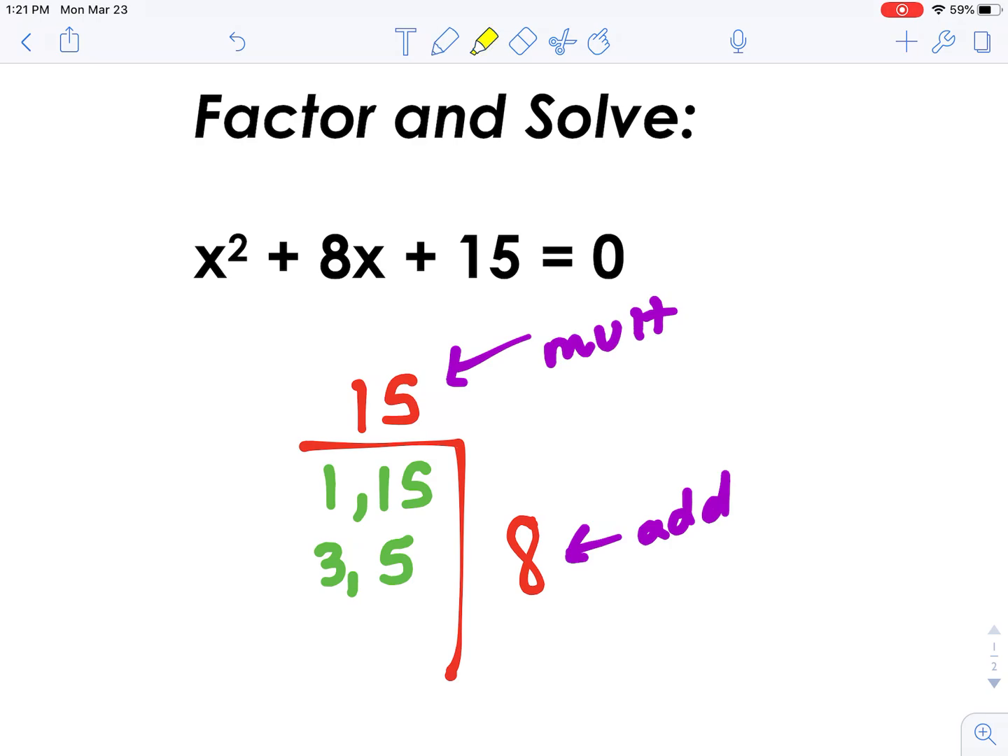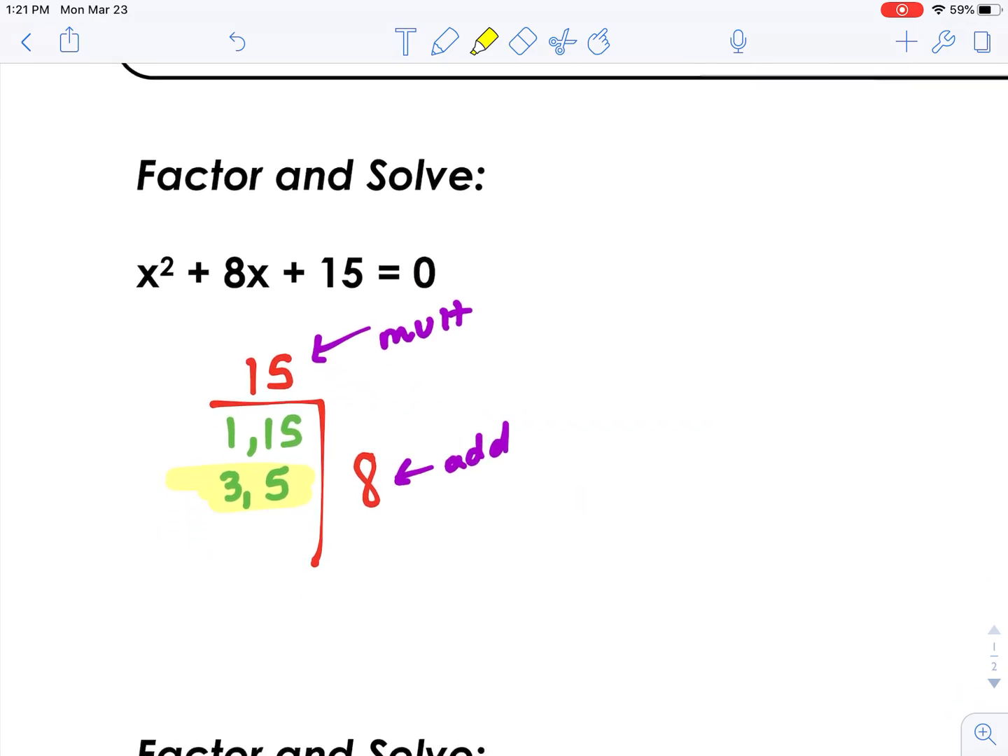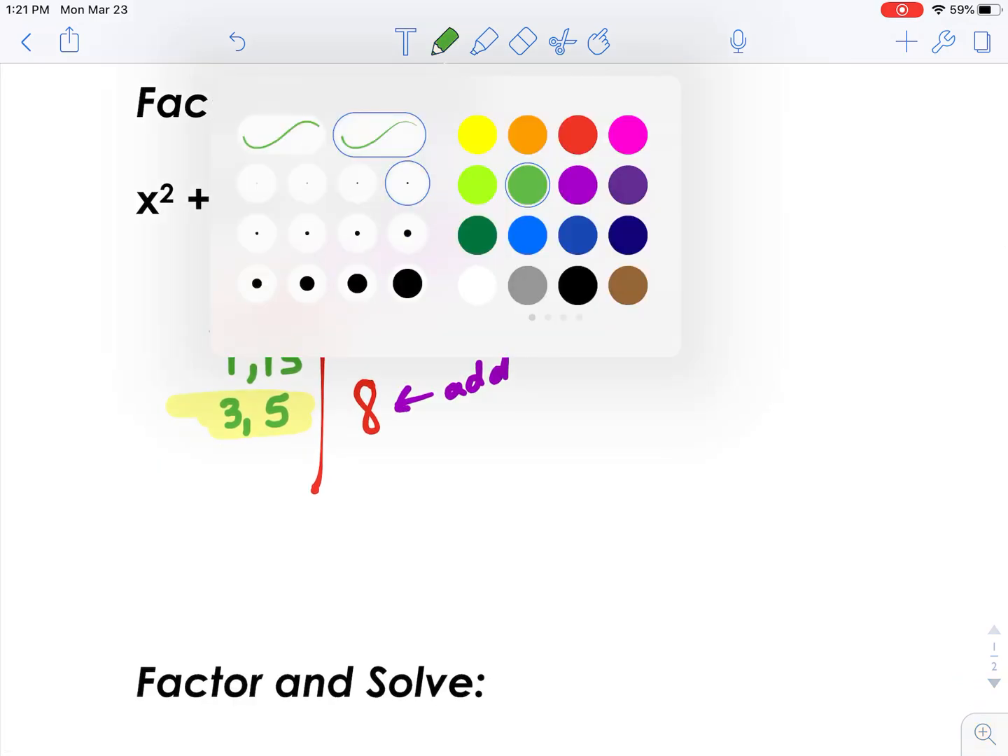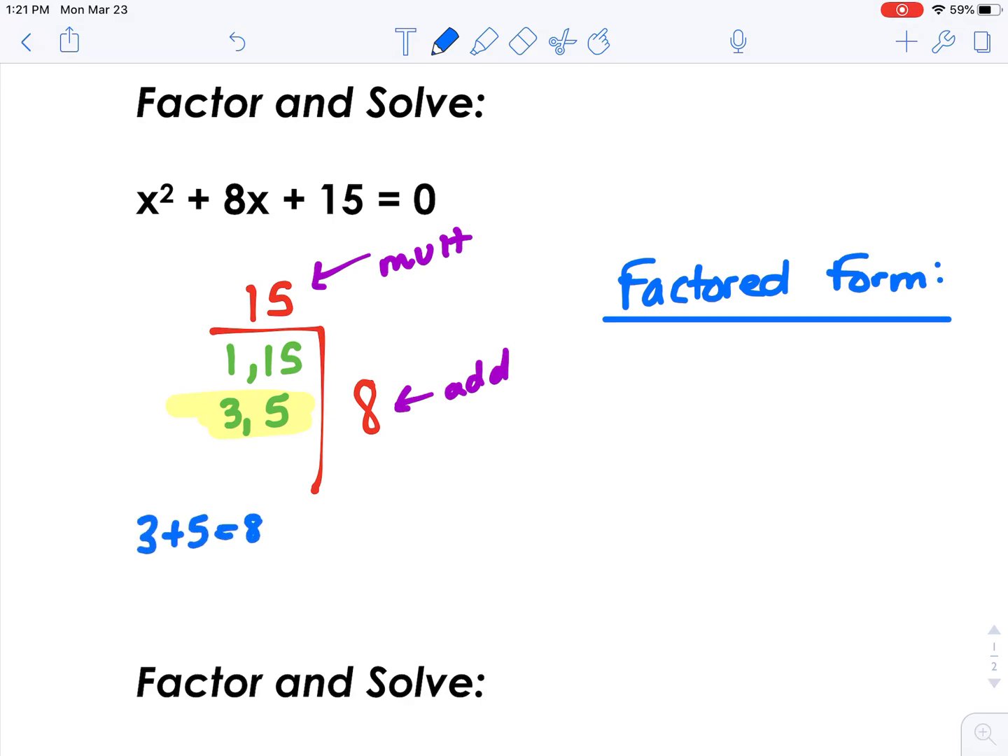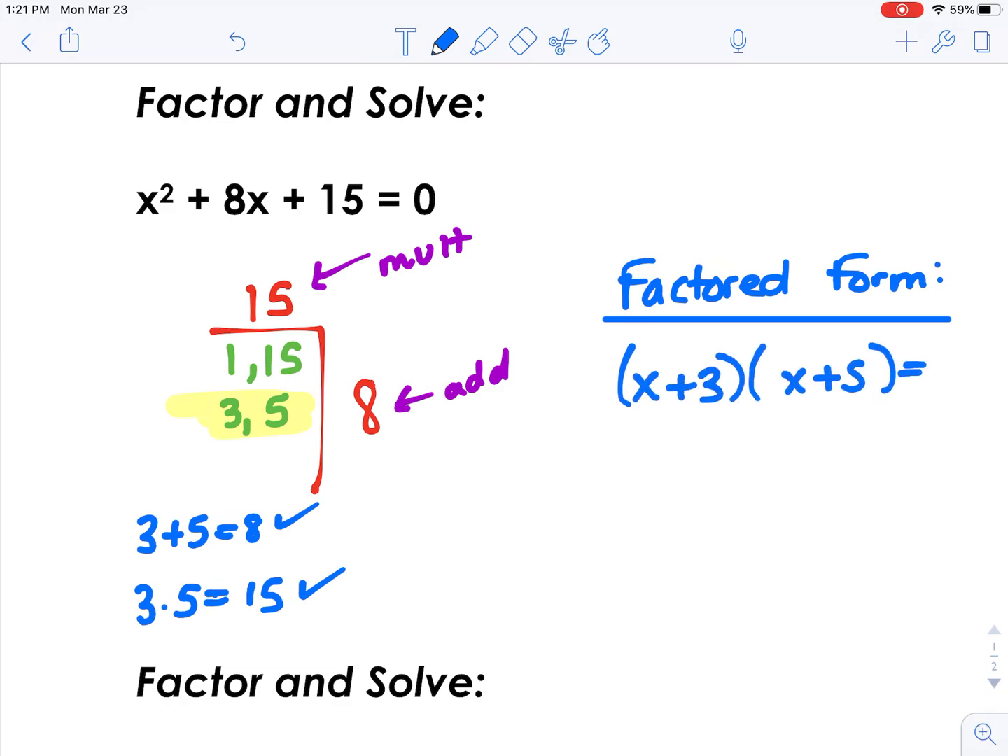Which combination would help us add to 8? And you're correct, that's 3 and 5. Our factored form would be putting those into parentheses. Now remember, you should use your calculator and confirm that 3 plus 5 does equal 8, and that 3 times 5 does equal 15. If they are correct, we put them into our parentheses, and that's what we call factored form.